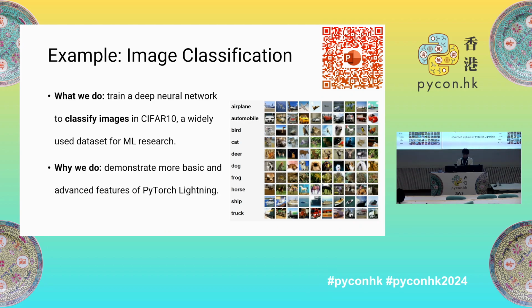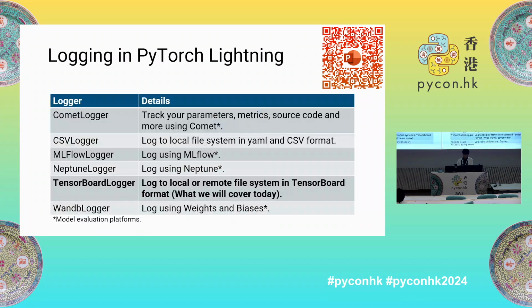Again, we will go through an example. This time we will train a deep neural network to classify images in the CIFAR10 dataset, which is a popular dataset in machine learning research. With this example, we will demonstrate more basic and advanced features of PyTorch Lightning in a more real-world scenario. First, let us introduce more about logging in PyTorch Lightning.